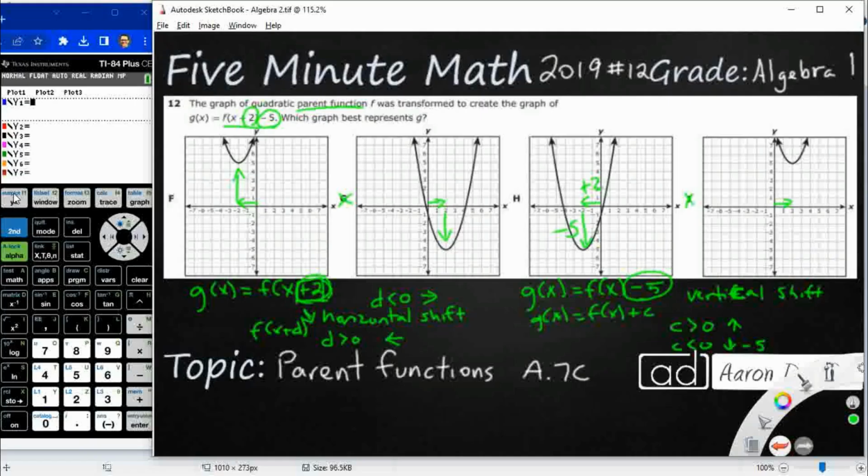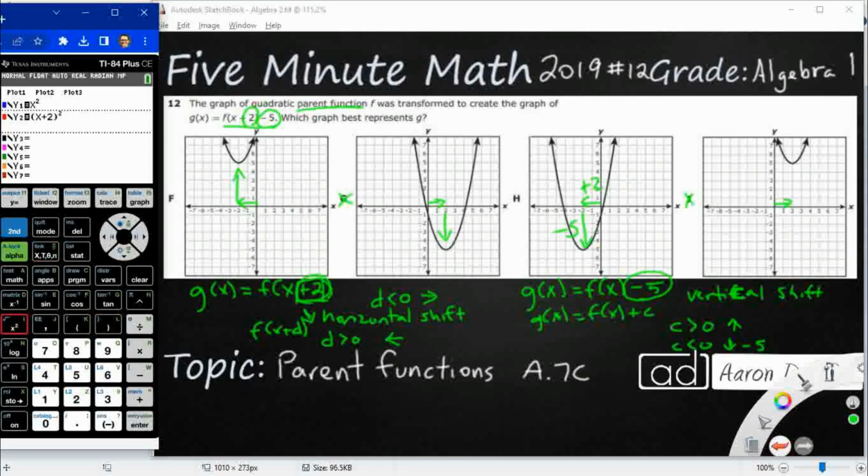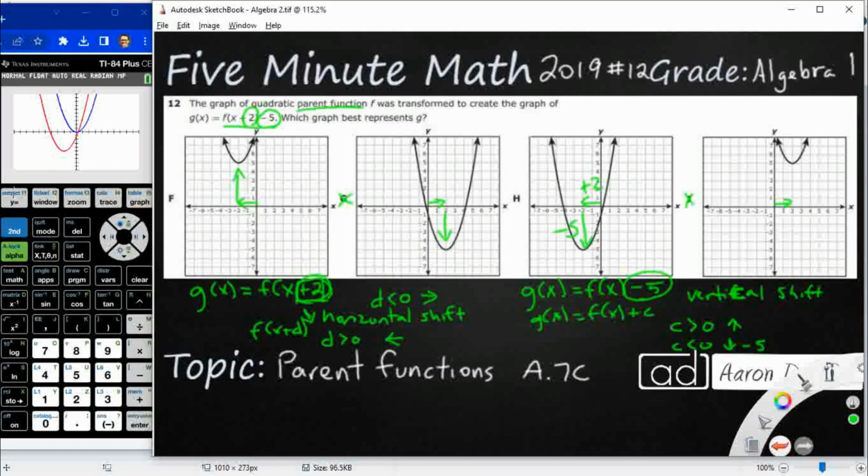So if our parent function is simply x squared, then we will plot this x, and that's going to be a plus 2. Then we're going to square it, and then we're going to still minus 5. And let's see what it looks like when we graph both of those. So the blue one is your parent function, and yep, that red one, it shifted over to the left 2 and it went down 5. So that is going to be our answer. The answer is going to be H.